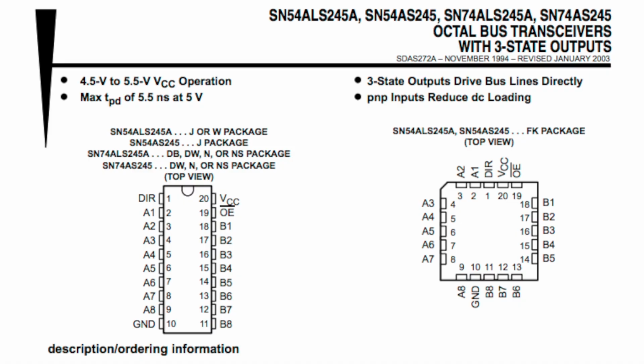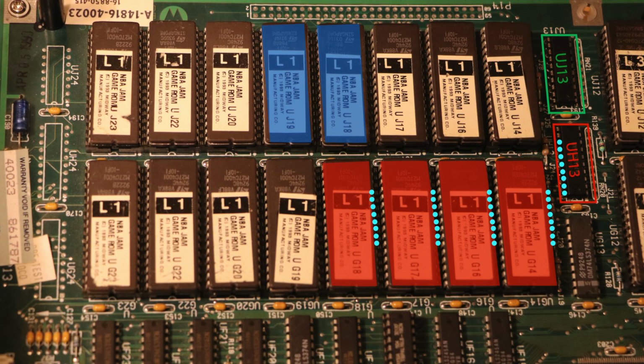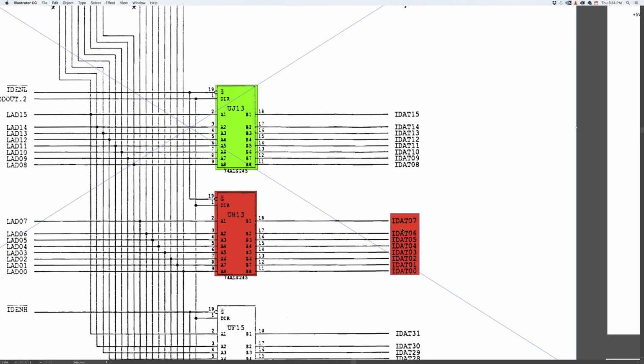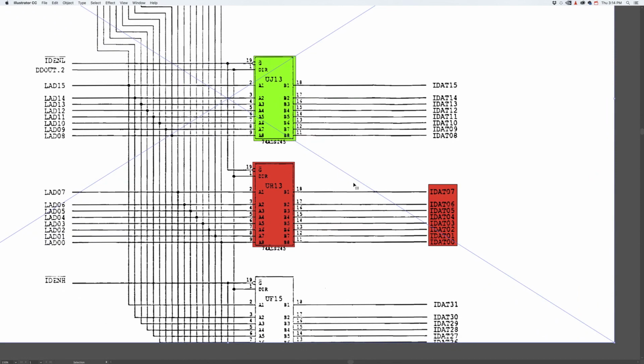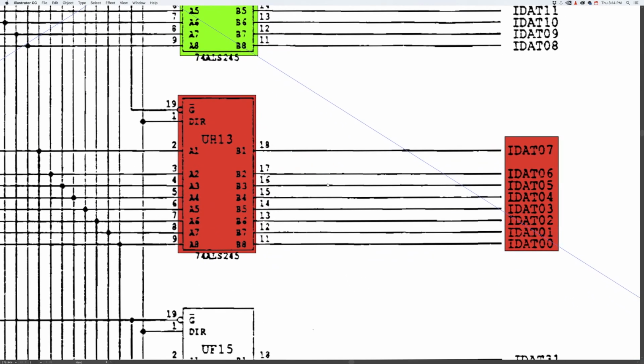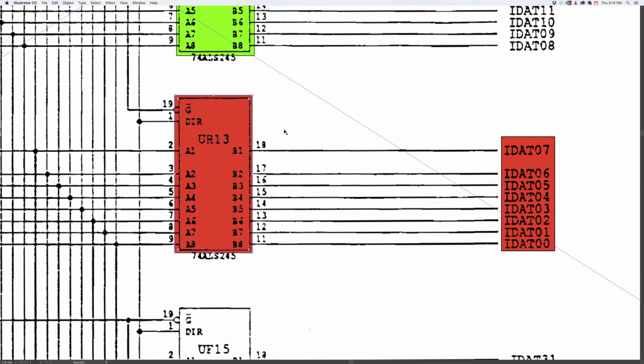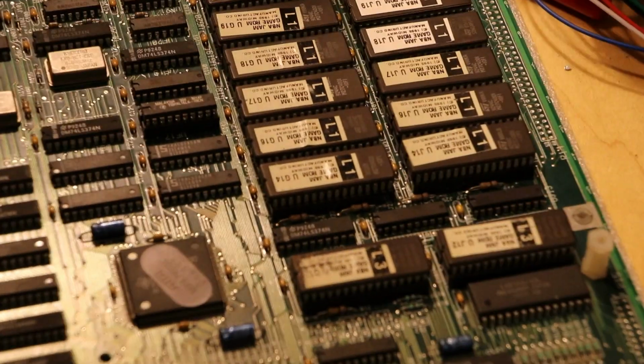Both of those ICs are SN74ALS245, and like I said, they're called octal bus transceivers with three-state outputs. I don't know what all that means, but I do know it's some sort of bus transceiver that goes between the rest of the board and those ROM chips. And those ROM chips are using those same channels, 0 through 7, and not 8 through 15. So this is my target here, UH13. I suspect that it is bad.